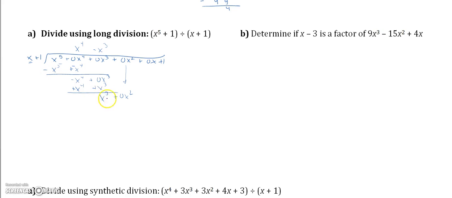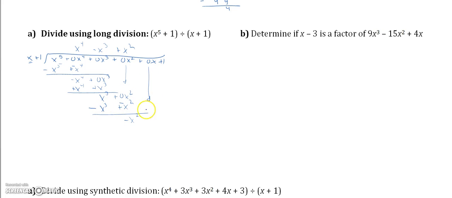So x times what number is x cubed? And that's x squared. So I multiply x squared by x. Gives me x cubed. X squared times 1 is x squared. I'm going to subtract, so I change all of my signs. The first terms drop out. The second ones I have negative x squared.